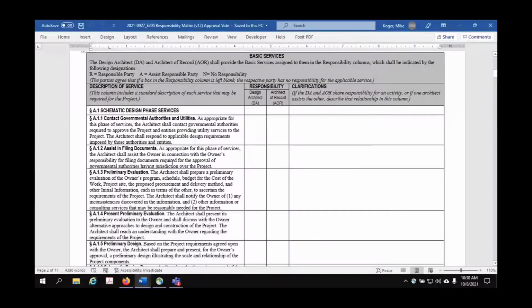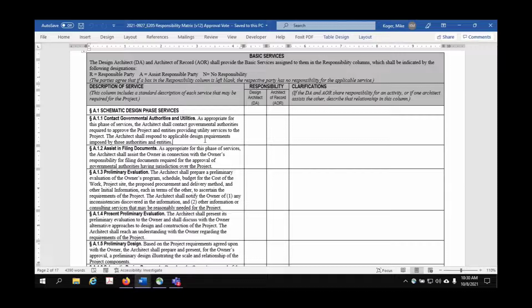Okay, so I assume you guys can see this now. This is the first page of the responsibility matrix that we've created. It's the E205, and for a basic layout, we've taken a lot of the services that really came from the B103 owner architect agreement for a complex project, and put them all in the left-hand column. The services in the left-hand column track pretty closely with that B103.